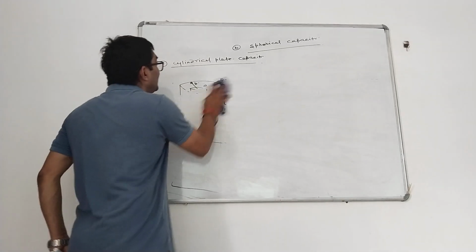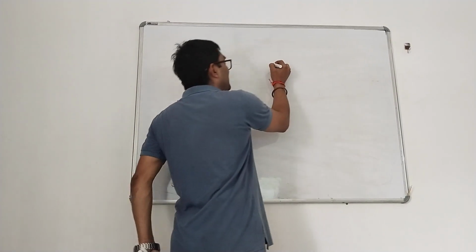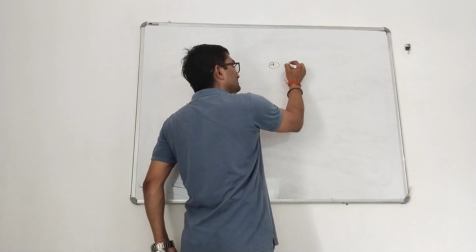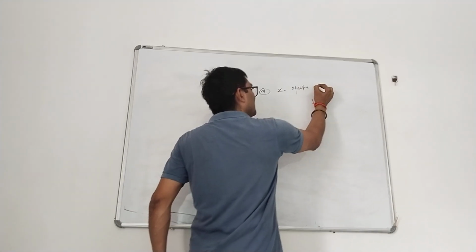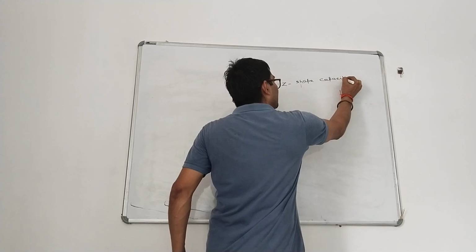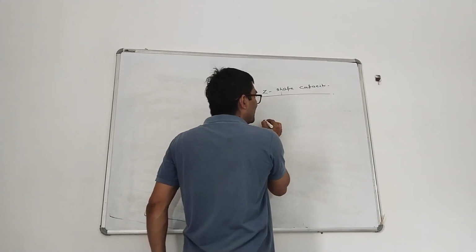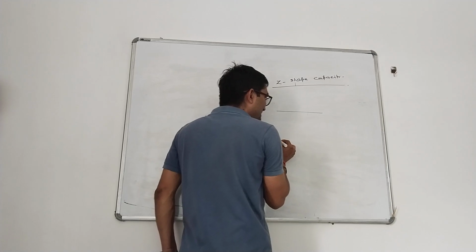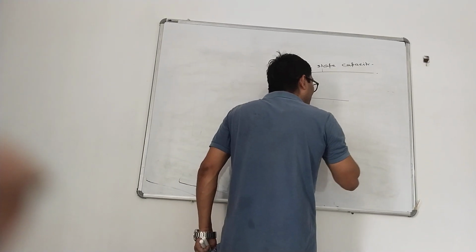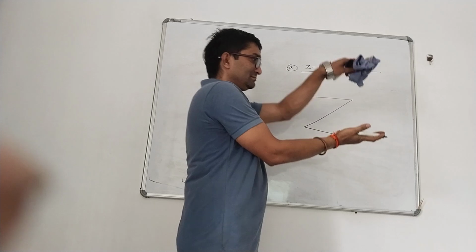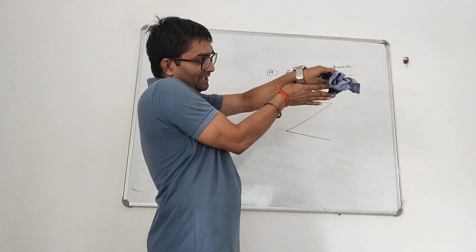The fourth type of capacitor is the Z-shaped capacitor. Basically, this is the first parallel plate, this is the second plate, and this is the third plate. This is the first plate, second plate, and a similar plate I will keep like that.